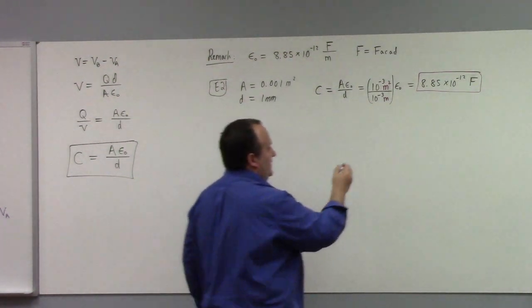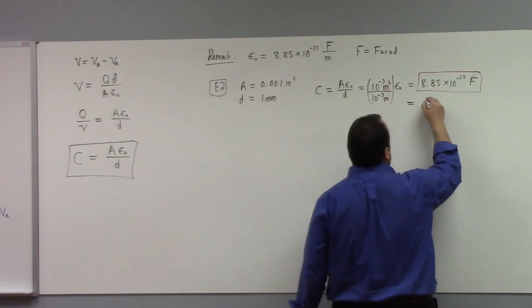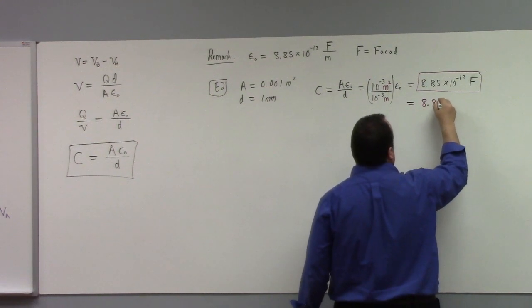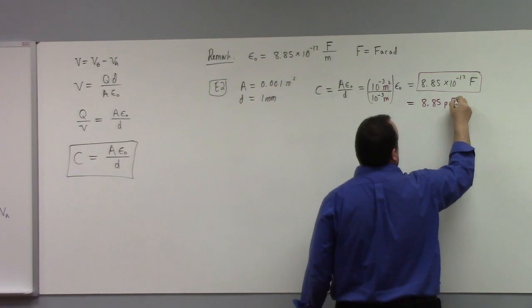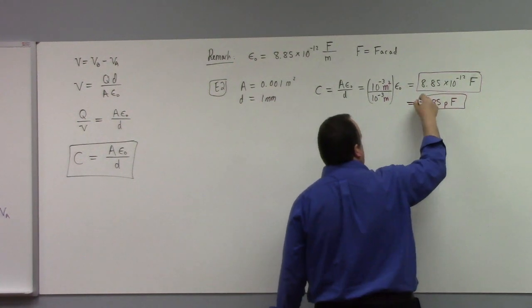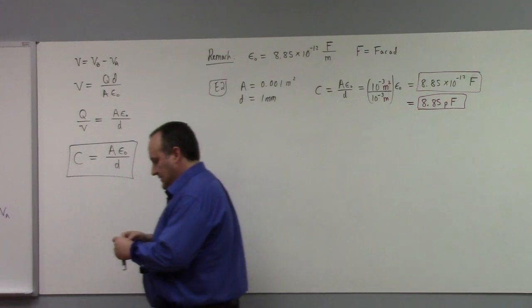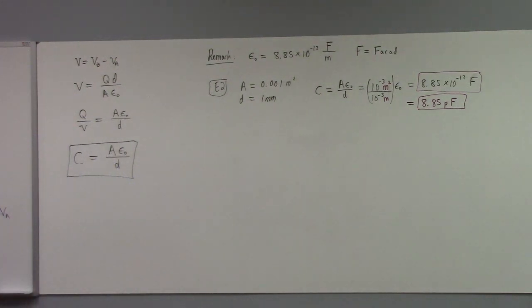Now, I should mention there's a special, I was trying to talk about some multipliers in here. So this is 8.85 picofarads. P for pico. A pico is 10 to the minus 12th. That is pretty puny, right?